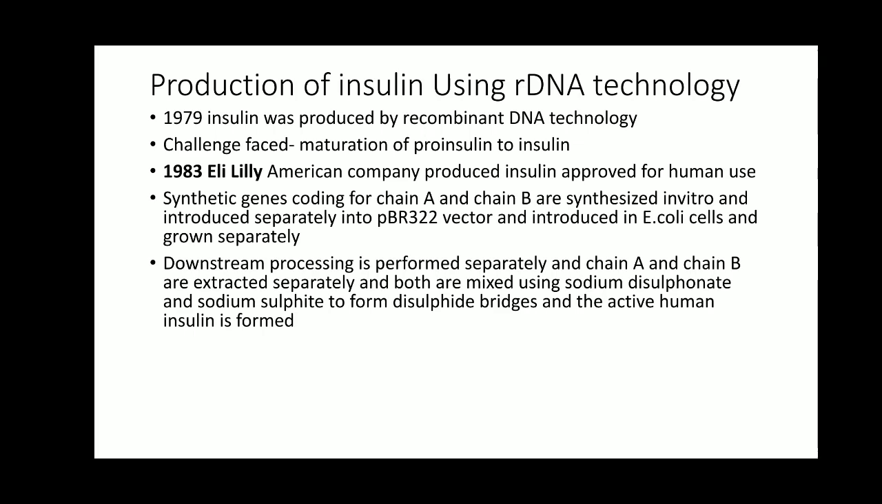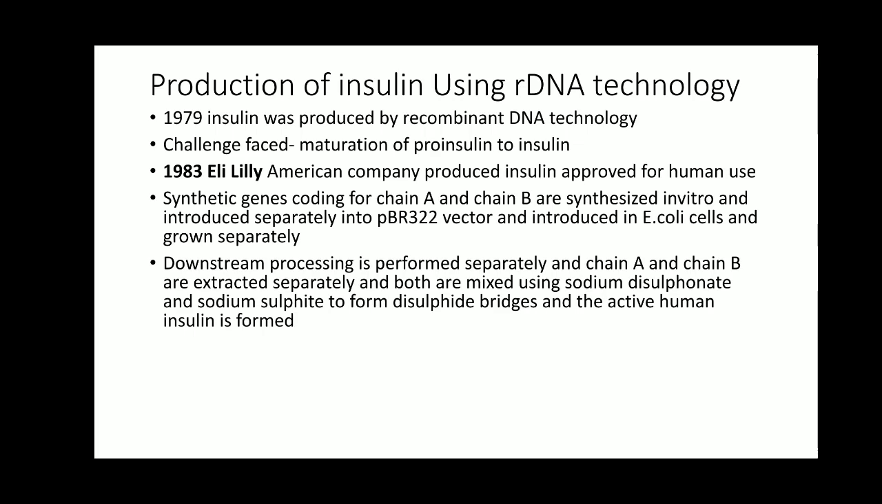And then the gene coding for chain A is introduced into the vector. Now, how will this recombinant DNA technology take place? The first step is isolation of the genetic material, or isolation of the desired gene. Since from the source they were unable to take up the gene because of the problem in the maturation of proinsulin to insulin, synthetic genes were produced. So the first step is done: the desired genes are isolated, that is, the synthetic genes that code for chain A and chain B are produced.